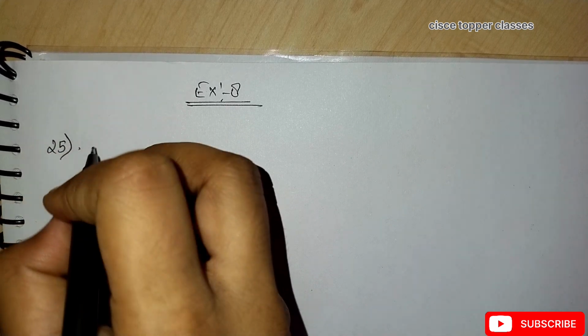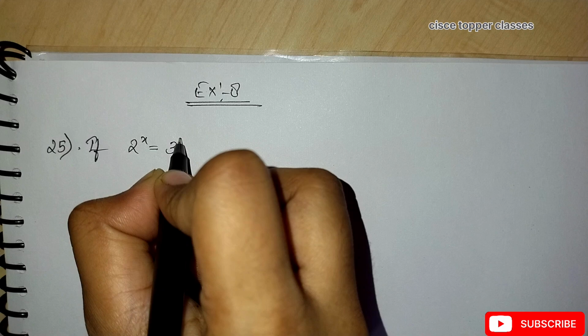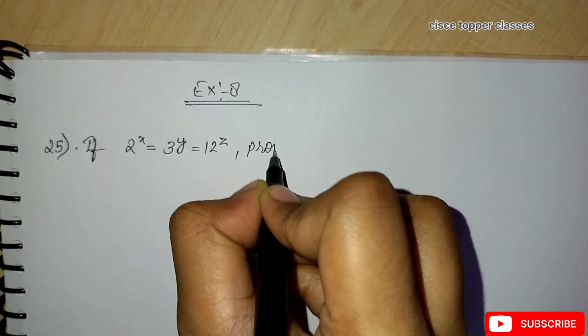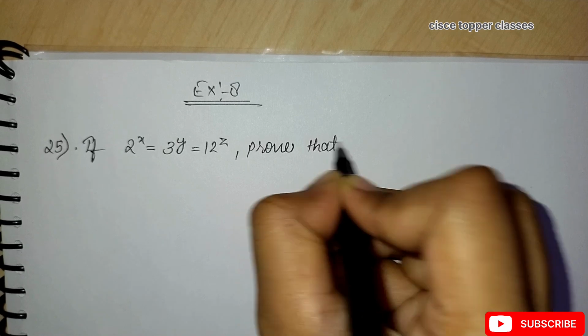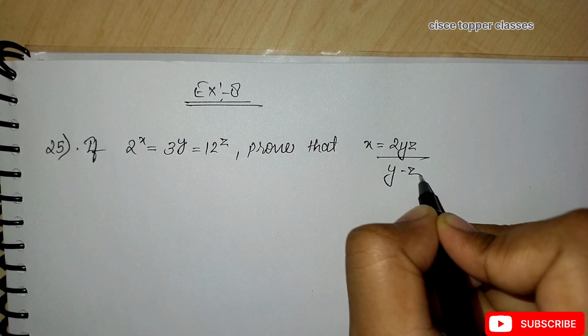Let us solve here exercise 8 of ML Aggarwal. 25th question we are going to solve. The 25th question says that if 2 to the power x equals 3 to the power y equals 12 to the power z, then we have to prove that x is equal to 2yz divided by y minus z.